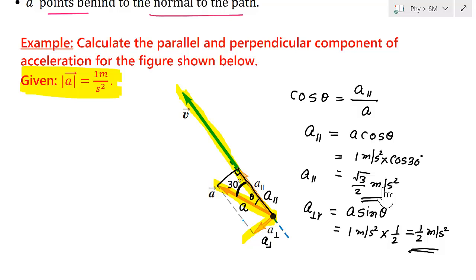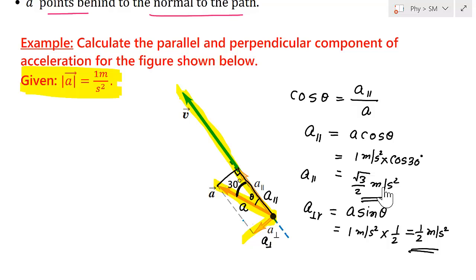So in this video we learned how to use a different set of decomposition of acceleration. Generally we use Cartesian coordinates, but when you have an object that is moving on a curved path, we try to use parallel to the velocity and perpendicular to the velocity. So we decompose the acceleration parallel to the velocity and perpendicular to the velocity, and then we analyze the motion.